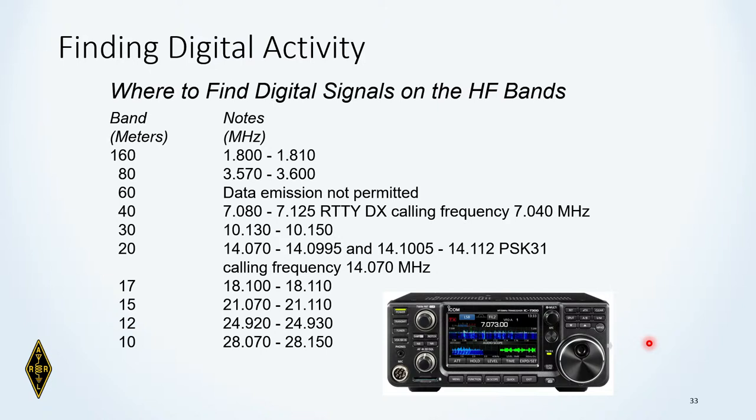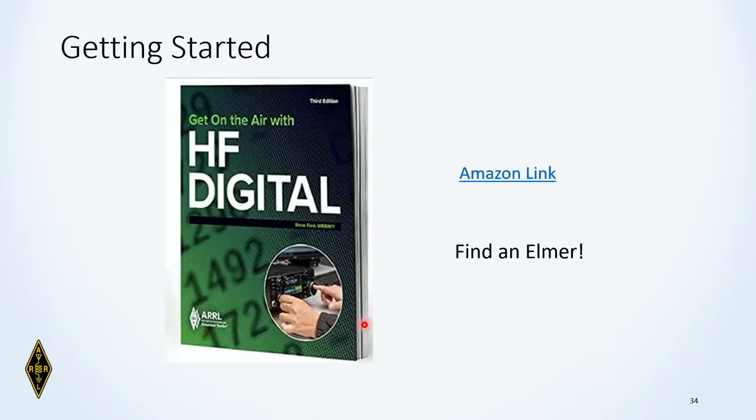And each mode tends to have its own watering hole. For example, RTTY is at certain places of the band, as indicated here. FT8, which isn't on this chart, has specified frequencies. That's what I mean by watering holes. You can find digital activity grouped by frequency. That's just been agreed to by hams in general.